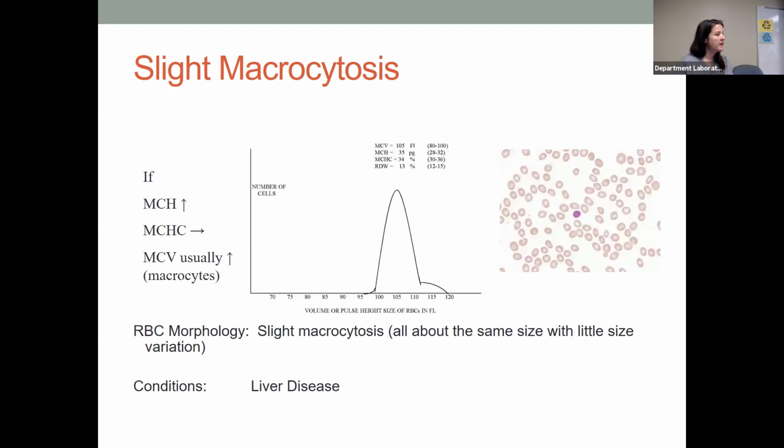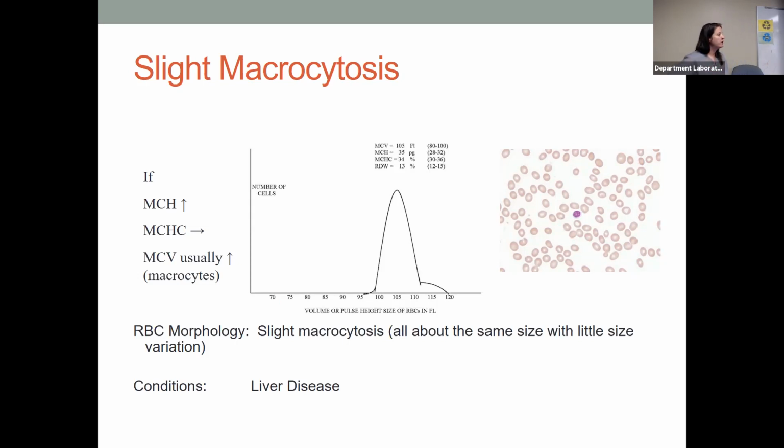All right, here's another example. Take a look at this red cell histogram. Notice that your MCV is 105 femtoliters. So what type of cells do you expect? Macrocytes, right? So large cells. Your MCH is 35. Notice that it is increased outside of our normal range. But our MCHC is actually normal, right? So it's 34%.